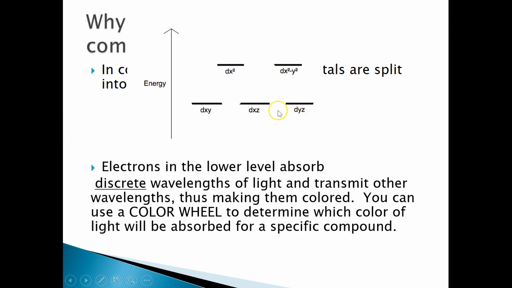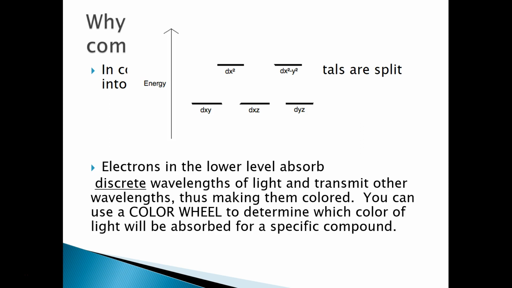So what happens is that electrons in the lower energy levels will absorb discrete wavelengths of light when they move up to a higher energy level. Now when they move back down to a lower energy level, they will emit a certain wavelength of light. Now the wavelength of light that is emitted is complementary to the wavelength of light that is absorbed.